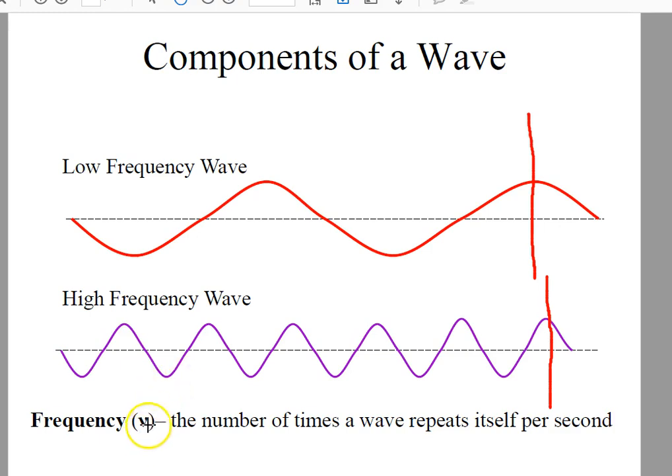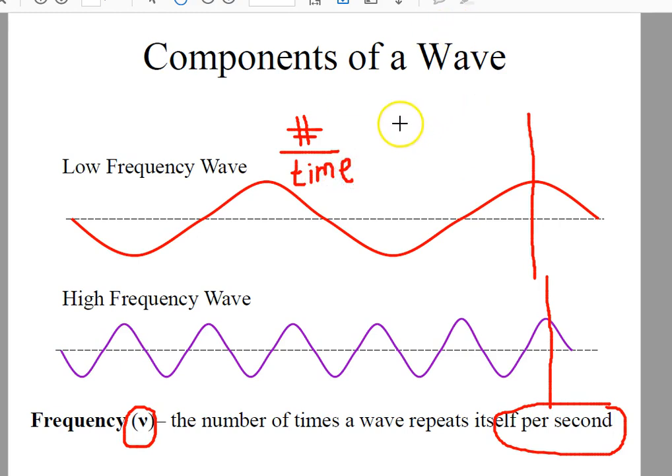So the definition of frequency and then the symbol, which you see here: frequency is the number of times a wave repeats itself per second. To calculate frequency, it's the number of waves that come by divided by the time that it takes them to come by. The unit for frequency is 1 over seconds, which is also written as seconds to the negative 1 power, and that is also a hertz, the unit we use. Those are all equivalent.